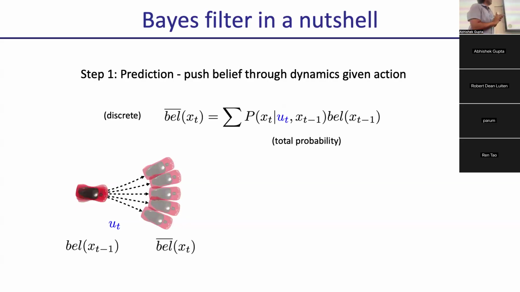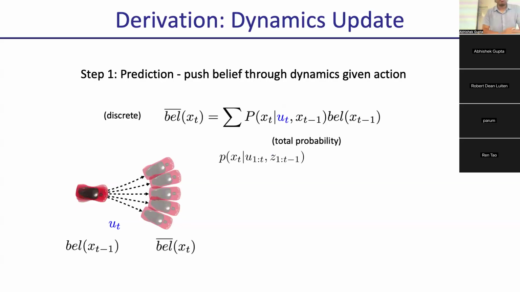Let's try and derive what we want to get, which is the belief bar, right? The belief bar is the probability of xt given u1 to t and z1 to t minus 1. Remember, we added one action and we're predicting the next state, but we're not taking the next measurement. So this is not the next measurement, just only the past measurements. Any thoughts on how we're going to derive this? How do we derive the thing on the top from here?